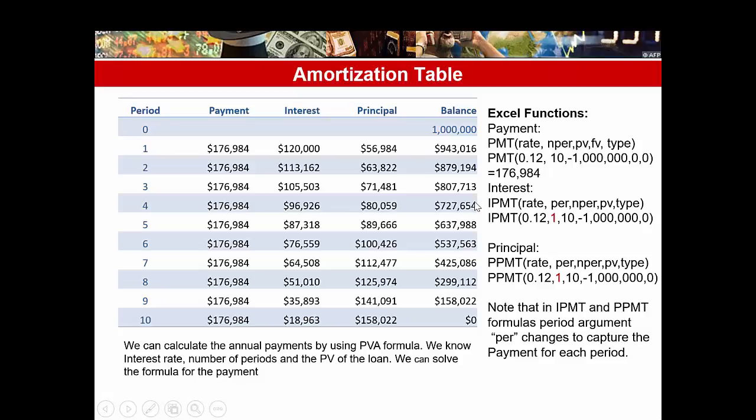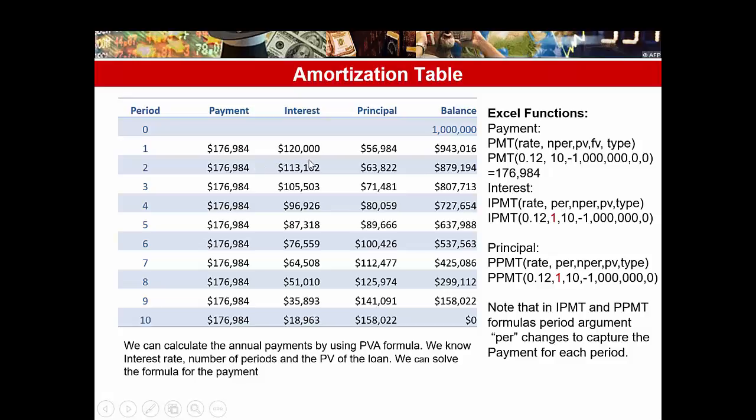And then we have another useful function in Excel, which helps us to calculate the interest payment that is made in each of these periods. So in this function, the function is IPMT or interest payment. The arguments are interest rate. The second argument is the interest payment for the period.